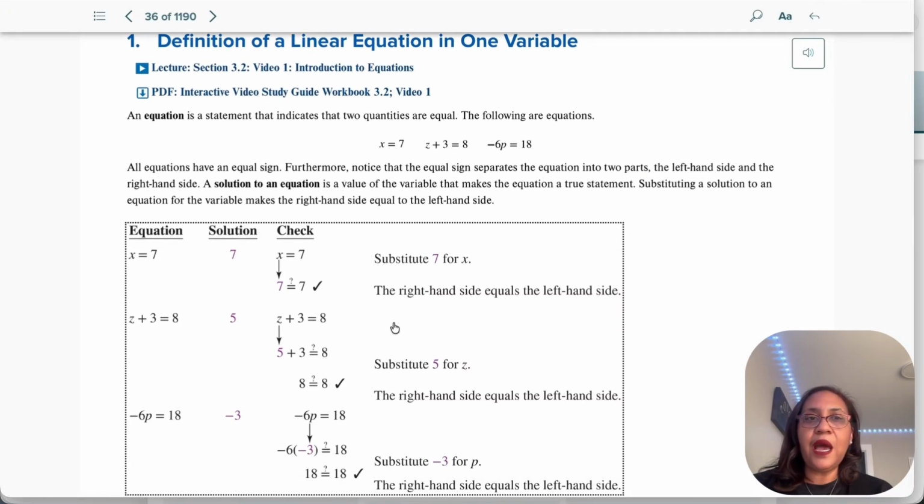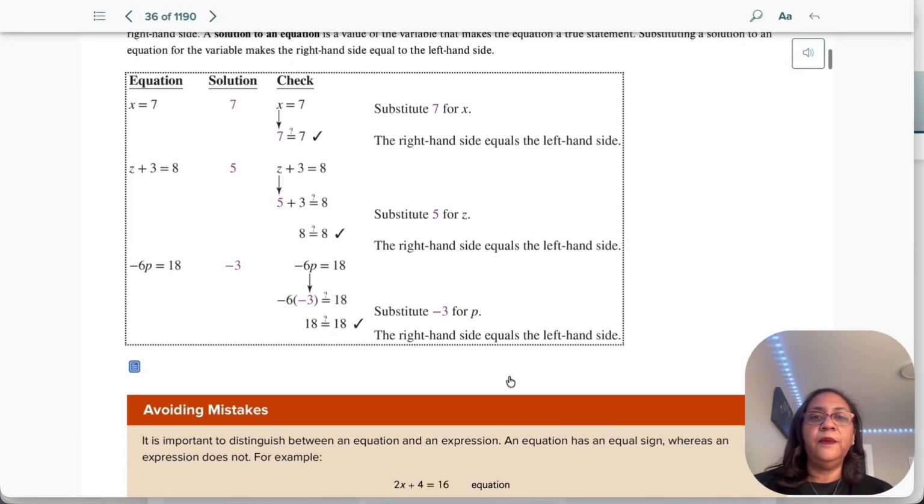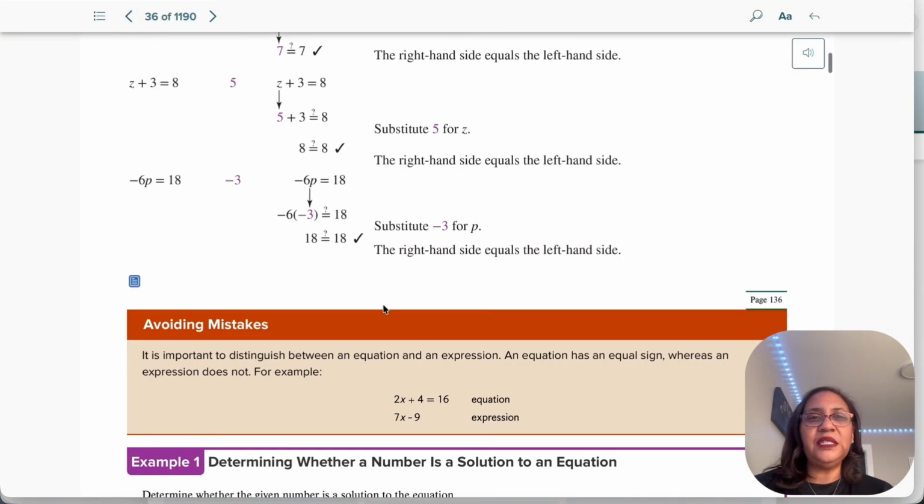But when you are learning how to solve equations, one of the coolest things about solving equations is that you can check your answer. So if I say that x is equal to 7, I can plug 7 back in and say, is 7 equal to 7? Yes, it is. If I solve for z here, I'm going to subtract 3 from both sides, right? And then I'm going to plug 5 in and say 5 plus 3 is equal to 8. Yes, that's true.